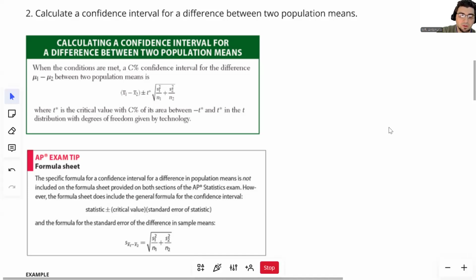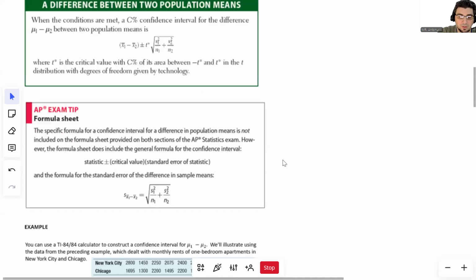So when you calculate a confidence interval for a difference between two population means, here is the formula in its entirety for constructing a confidence interval. You have the difference between the two sample means plus or minus the t star critical value times the standard error of the statistic. Now, this full formula here is not going to be in the formula sheet for the AP Stats exam. However, the formula for the standard error of a difference between two population means is going to be in there. And the general formula, statistic plus or minus critical value times standard error of the statistic, as well as the t distribution or the t table.